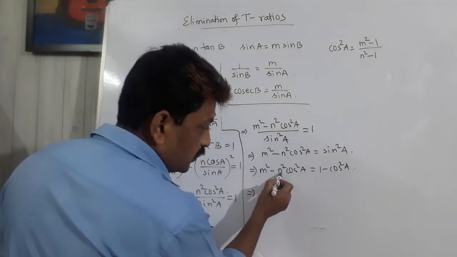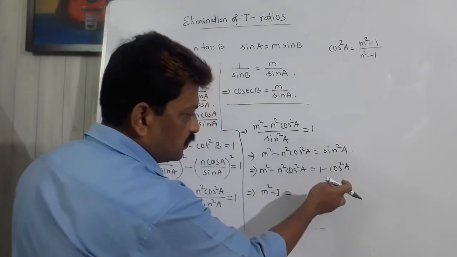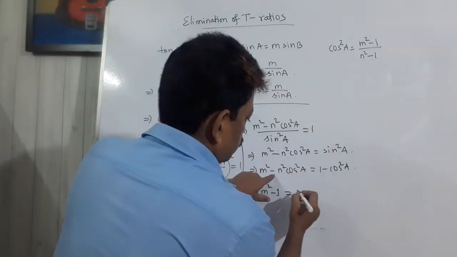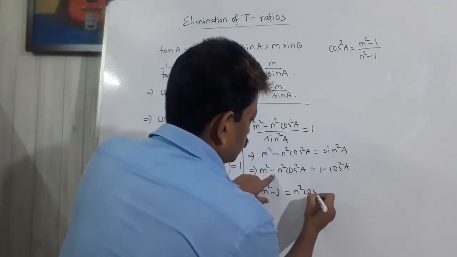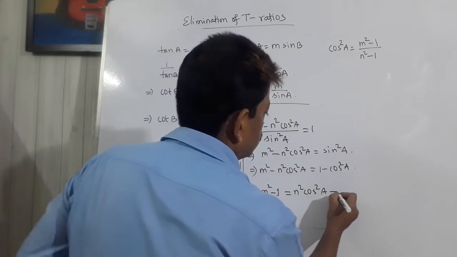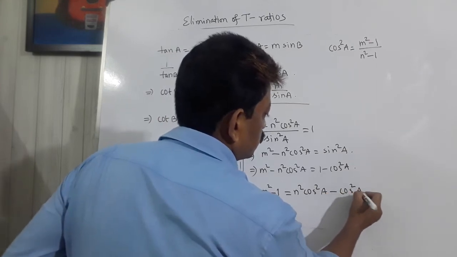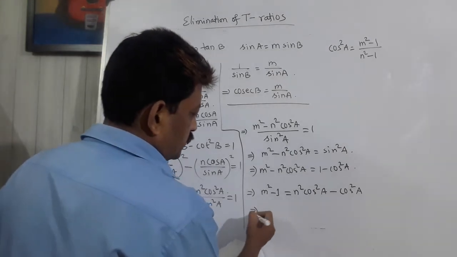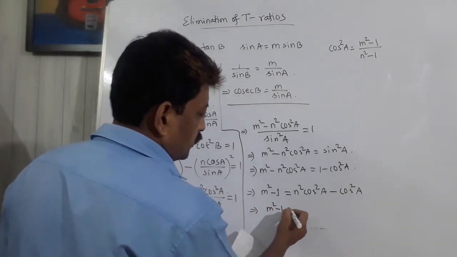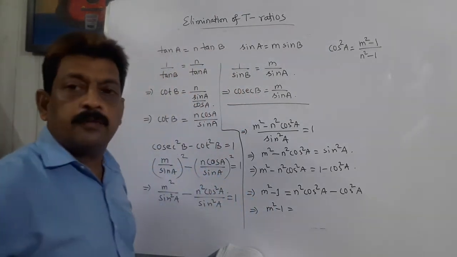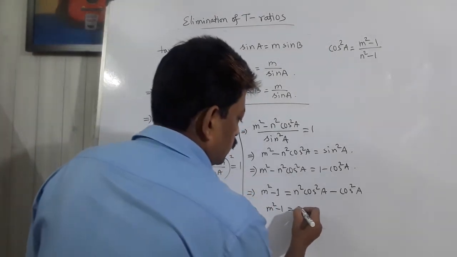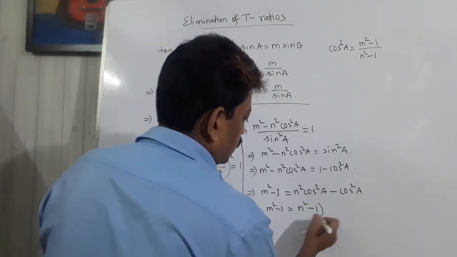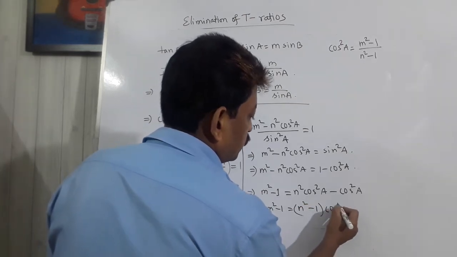This minus n square cos square A, when it goes to the right hand side, will also become plus n square cos square A. So it will be n square cos square A minus cos square A. This cos square A is already there. So from here, on the left hand side we have nothing to do. From the right hand side, we can take cos square A common. If we take cos square A common, then it will become n square minus 1 times cos square A.